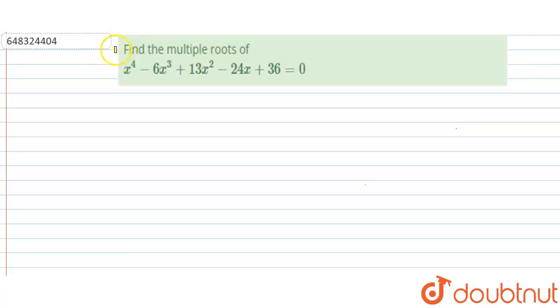Hello all. So today we have a question: find the multiple roots of a biquadratic equation x to the power 4 minus 6x cube plus 13x square minus 24x plus 36 is equal to 0. So let's start solving this question.